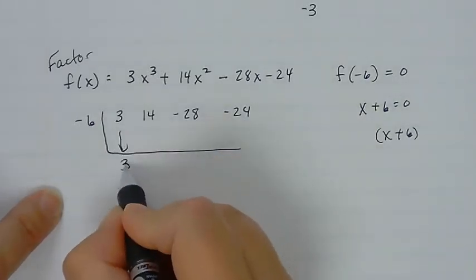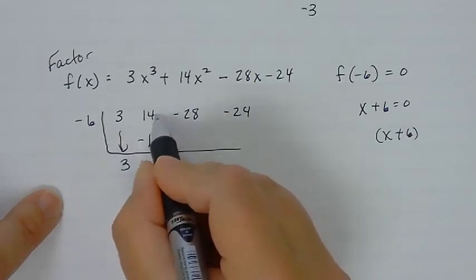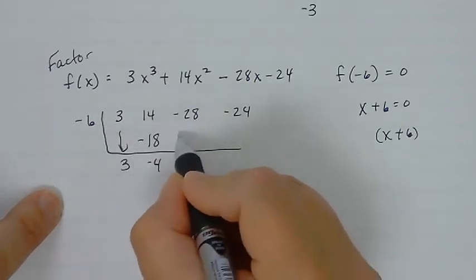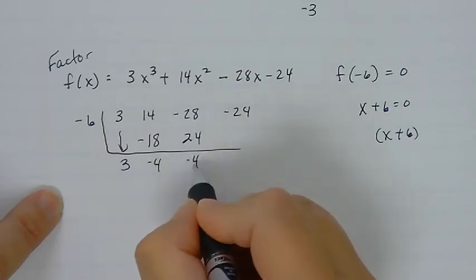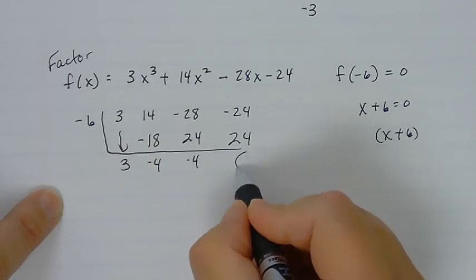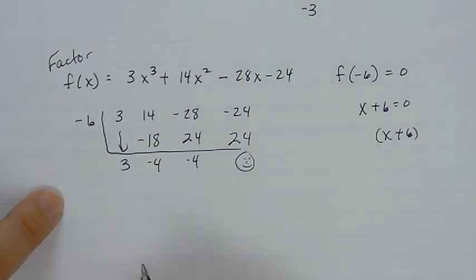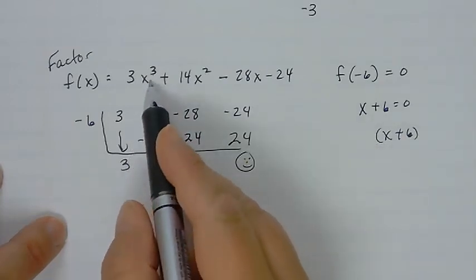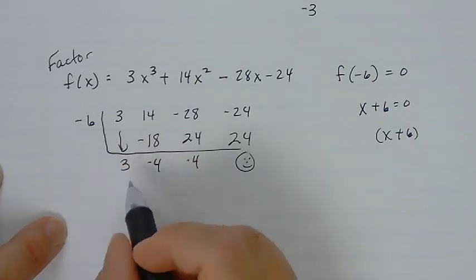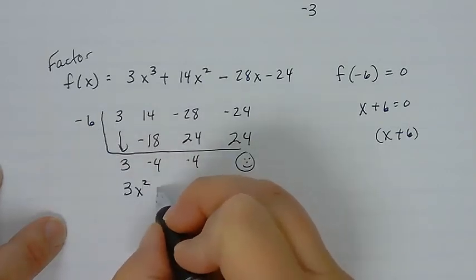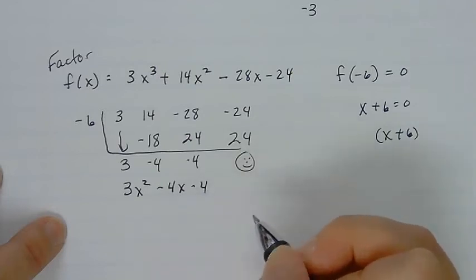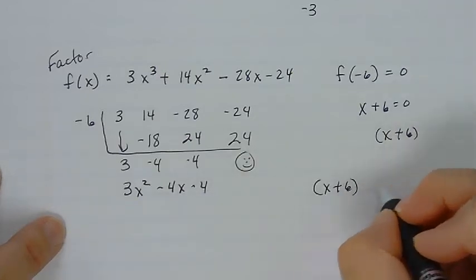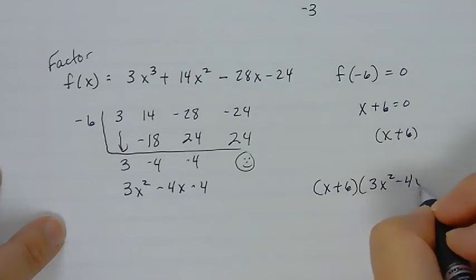Bring down the 3. 3 times -6 is -18. Add, multiply, add, multiply. And when I add here, I get a 0. That's good. That means it goes in evenly. So x plus 6 was a factor, and then what's left is a factor. I started with x cubed, I divided out an x, so what's left would be 3x squared minus 4x minus 4. So the factors of this one are x plus 6 and 3x squared minus 4x minus 4.